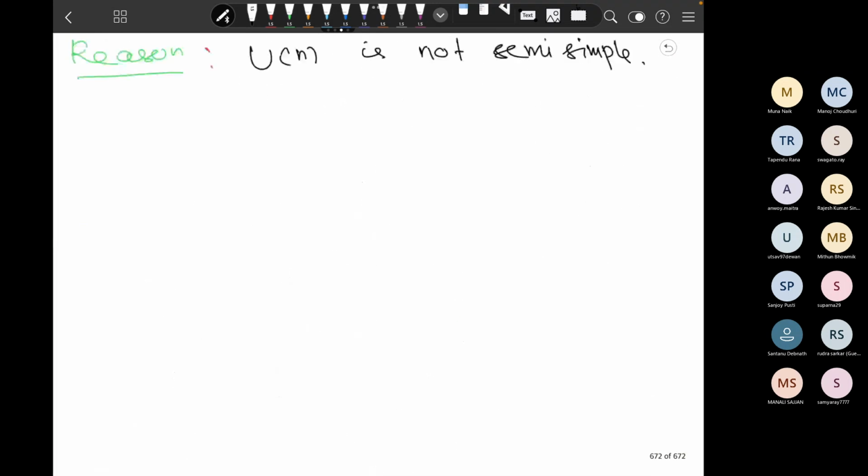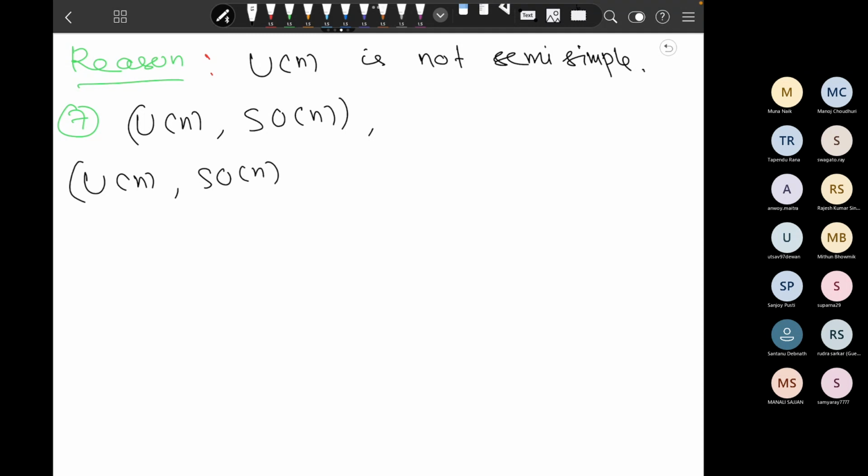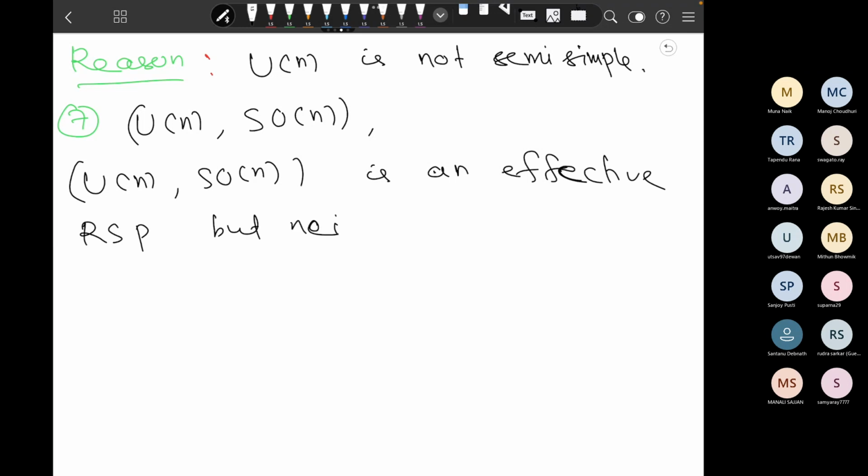So 6, 7. So let us see. 7, the same thing, UN mod SON. So this is UN SON, an effective Riemannian symmetric pair. You can check that. It is an effective Riemannian symmetric pair, but neither of compact nor non-compact type.